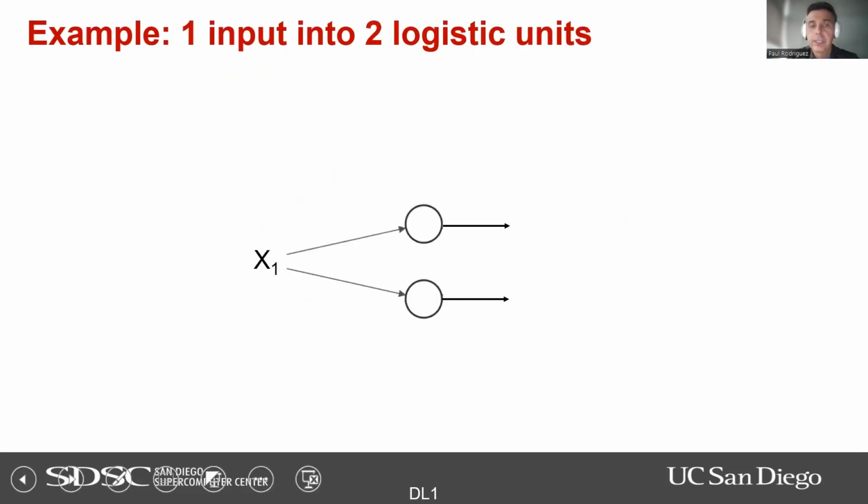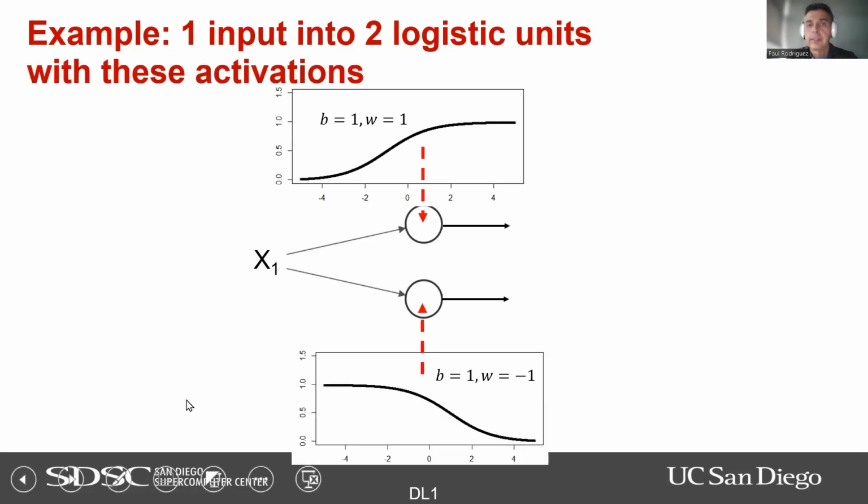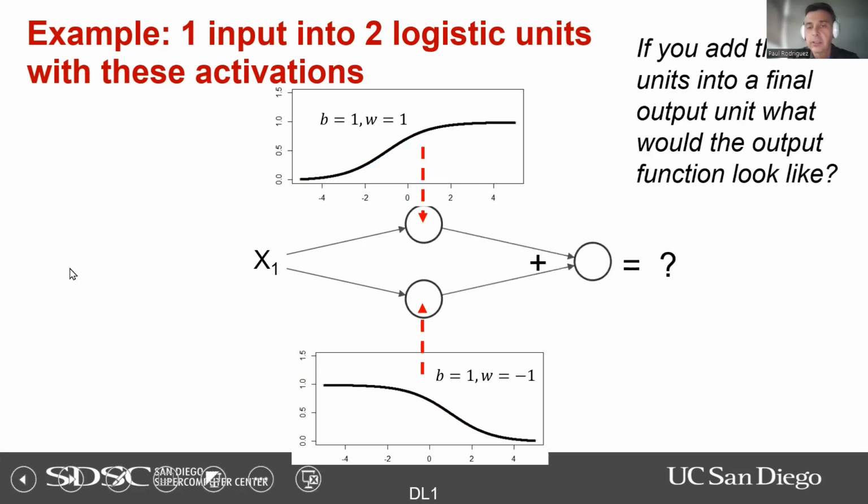Then we can go further and take this example. Imagine I have one input and two logistic units. The parameters for the one unit and the parameters for the other unit produce these two functions. If I ask you what would happen if I add those two functions together into some final output, what would the final output function look like? Just visually in your head, look at the graphs, try to add them together, see if you can make a picture, and tell me if you come up with this picture.